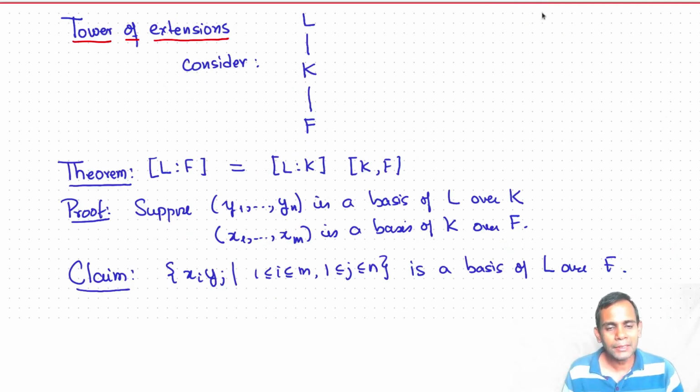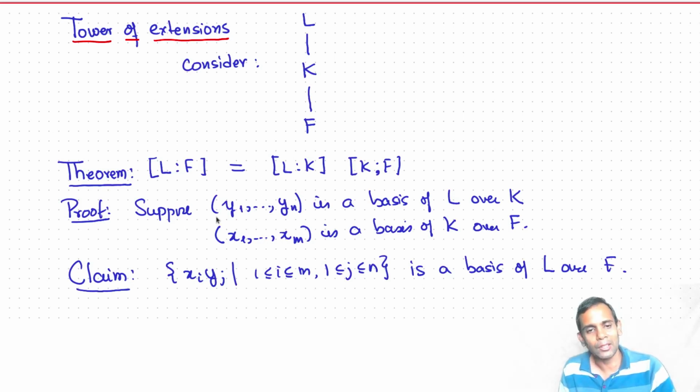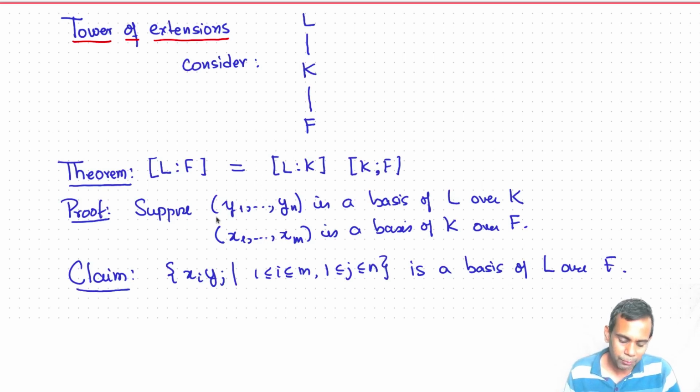In the statement of this theorem, nowhere did I mention that the degree of L over K is finite or the degree of K over F is finite. But in the proof, I assumed the degree of L over K is finite and the degree of K over F is finite. But this theorem actually holds in general, even if the degree of L over F is infinite, or the degree of L over K is infinite, or the degree of K over F is infinite. So a product of infinity and any finite number is to be taken as infinity, and the product of infinity and infinity is of course taken to be infinity.